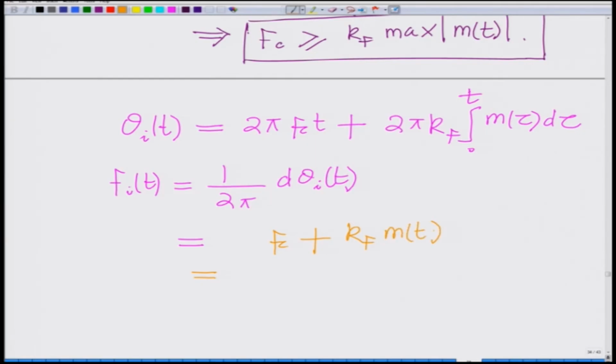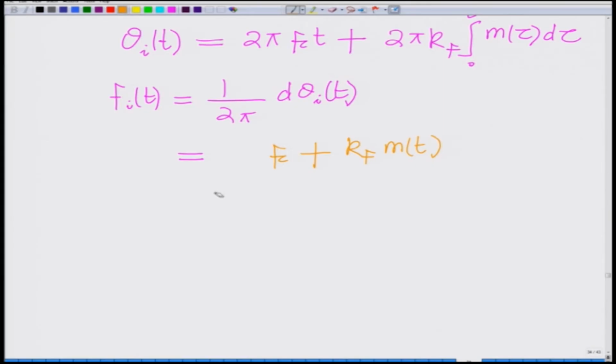And therefore, the frequency deviation, if you remember, delta f equals the maximum of the magnitude of f_i(t) minus f_c.